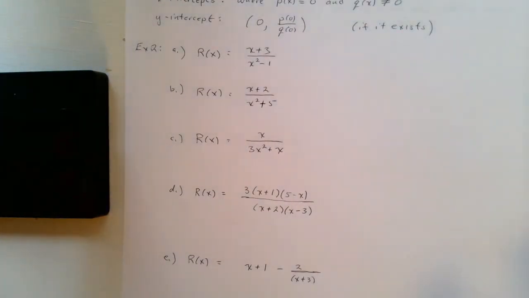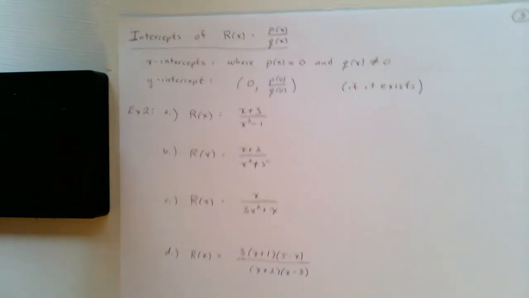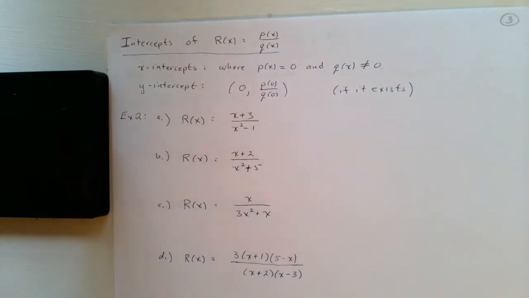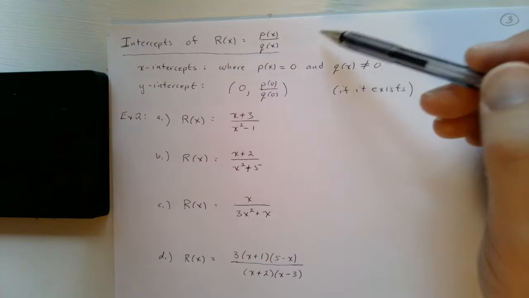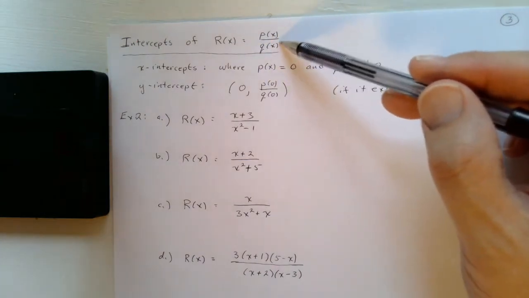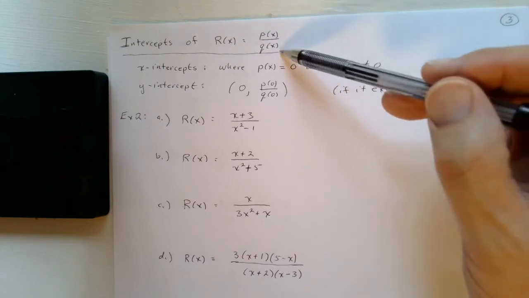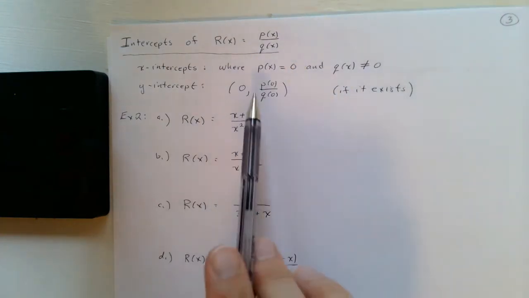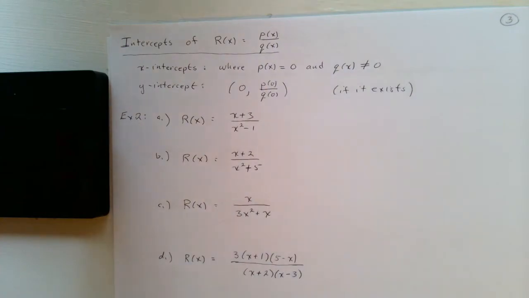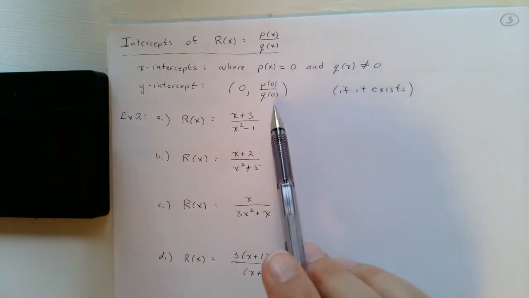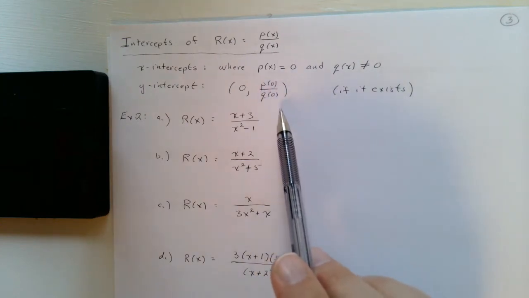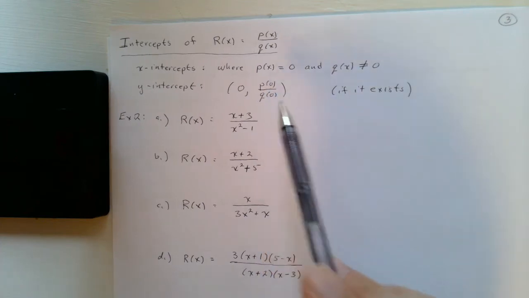To find intercepts of the graph of a rational function, that's really nothing new either. To find the x-intercept, you set y equals 0, and to find the y-intercept, you set x equals 0. If you set this expression equal to 0, the only way a fraction can be 0 is if the numerator is 0 and the denominator is not 0. So the x-intercepts are when the numerator is 0 and the denominator is not 0. And then the y-intercept is easy. You just plug in 0 for x, and if you get a number, that's the y-intercept. If you get something undefined, then there's no y-intercept.